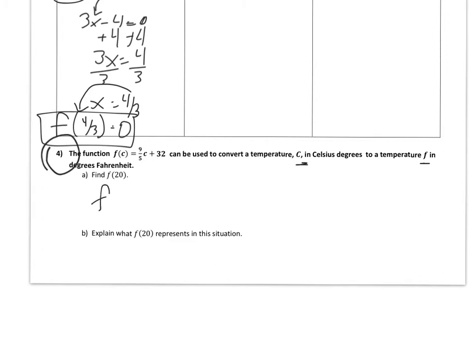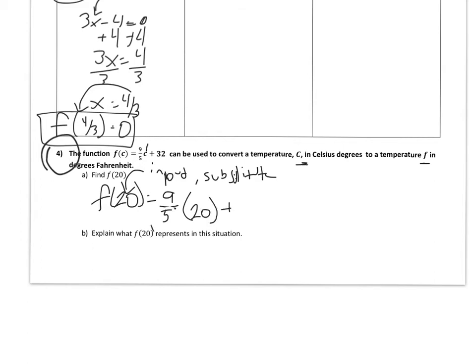So the first thing it says, find f of 20. Okay, 20 is in the parentheses, so it's an input. And that means we're trying to substitute. So we're going to substitute 20 into function f. So f of 20 equals 9/5 stays, and it replaces the c, which is the input, with a 20, plus 32. And now you just simplify.